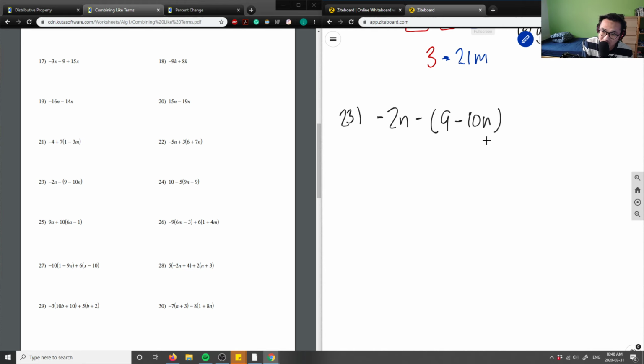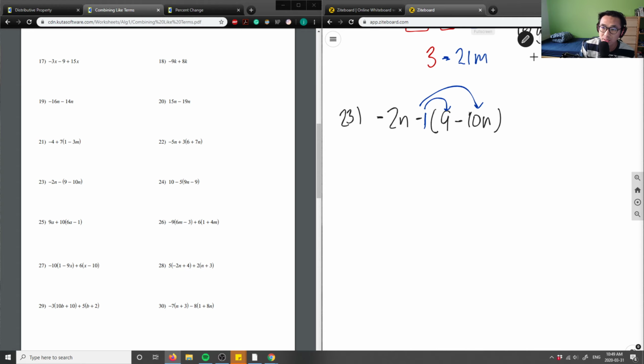You can think of this as an imaginary -1 here. We have to distribute it to the first term and then to the second term. So this is why it's tricky. There's no number here, but we still have to do distributive property. So this negative applies to the first term and to the second term here. So how would we do 23?